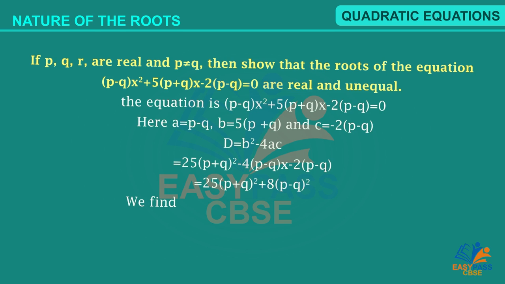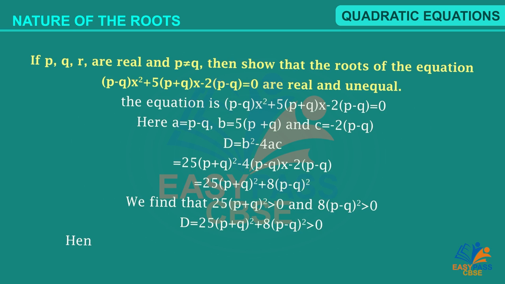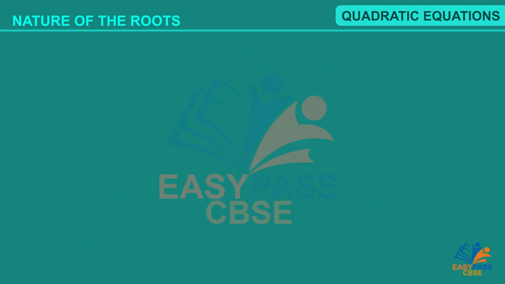Since P minus Q is not equal to 0, observe carefully: P plus Q whole square is positive, P minus Q whole square is positive, and positive plus positive is positive. Therefore, the discriminant is greater than 0. Therefore, the roots are real and unequal. Let us do one more question.